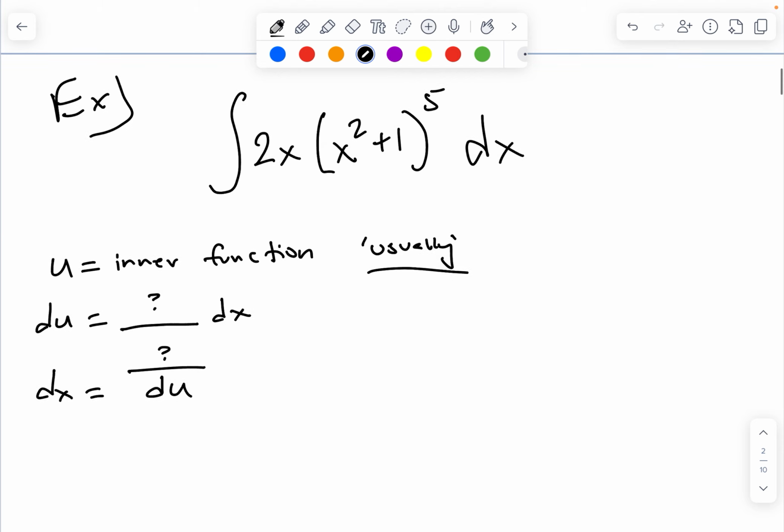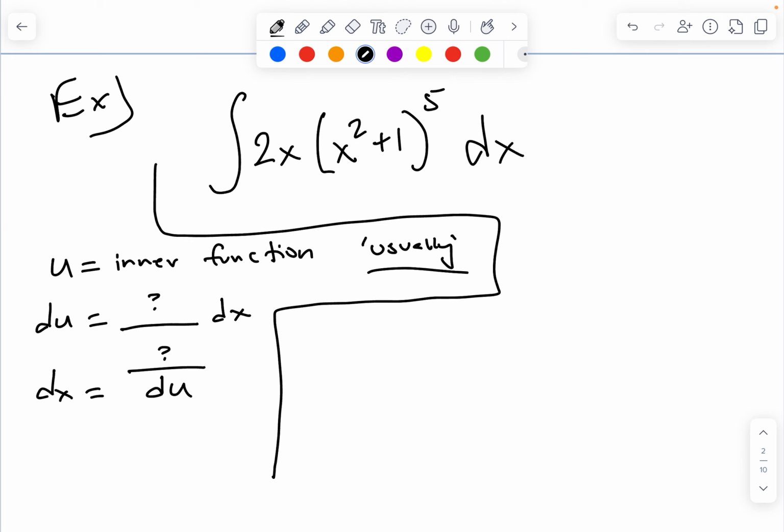So what this looks like, I'm going to solve it here. We have, I'm going to set u equal to the inner function. So this would be our inner function, x squared plus 1. And before you do u substitution, you can always try solving this with a normal integral. But once you find that it'll be almost impossible to solve, use u substitution.